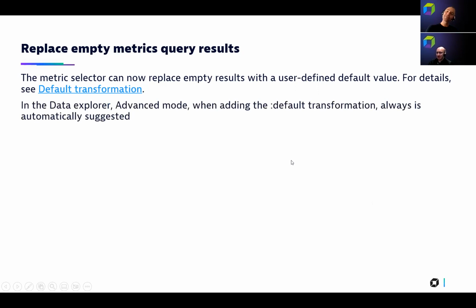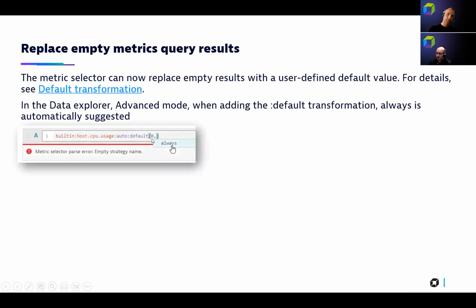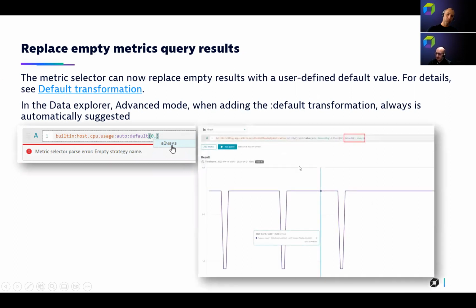Okay, so we have a default transformation in our platform. We can replace specified values with null results. And in this Data Explorer, we always use "always" as an automatic suggestion. So this is the query example. We have this host CPU usage metric. And when you use the default 0 value as "always", we will change the values with 0. But in this example, it was 3. So this is the reason that you see 3 in this chart.